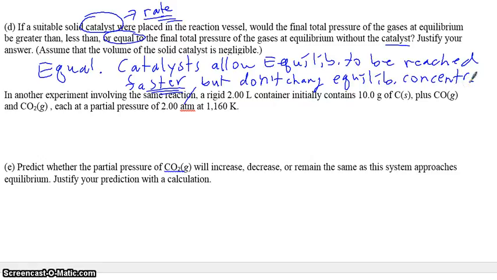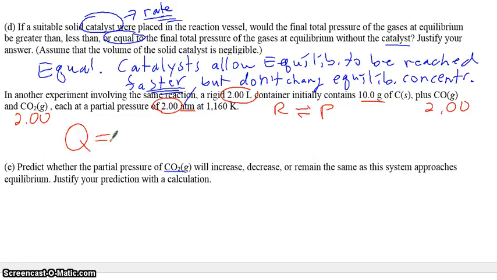Good? And then we have the last question here, E. In another experiment involving the same reaction, another 2-liter container initially had some carbon plus CO2 and CO, each at a partial pressure of 2 atmospheres. So this is 2 and this is 2. Remember, you can get to equilibrium either from the reactants or from the product side. You don't have to begin with all reactants. You can begin with all products and then go to the reactants. You can begin with a little bit of each. So what they're asking us is to predict whether CO2 will increase, decrease, or remain the same for the system as it approaches equilibrium. This is a reaction quotient problem.